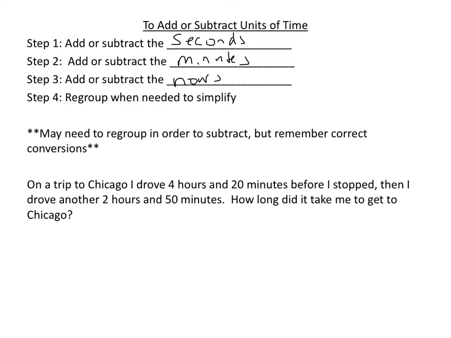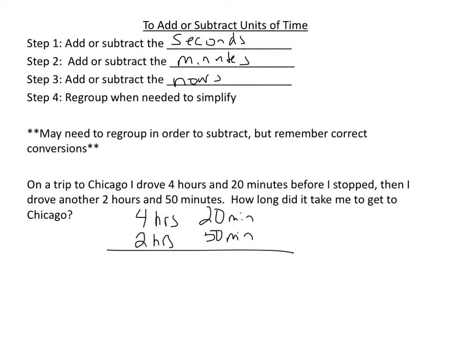For example, on a trip to Chicago, I drove 4 hours and 20 minutes before I stopped. Then I drove another 2 hours and 50 minutes. How long did it take me to get to Chicago? So I have 4 hours, 20 minutes, and then it took me an additional 2 hours and 50 minutes. And because I want to know total time, I'm going to add. So 20 plus 50 gives me 70 minutes. 4 plus 2 gives me 6 hours.